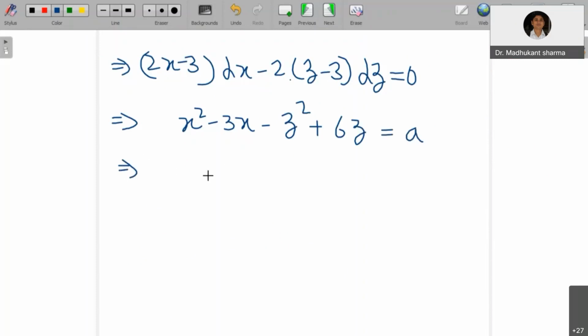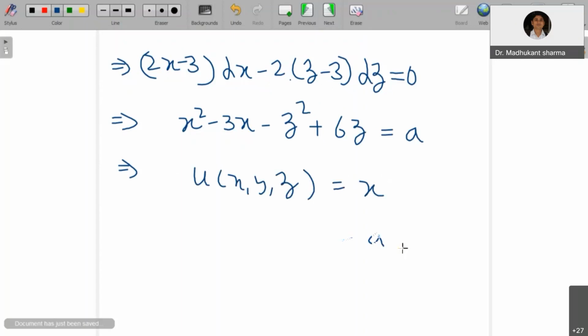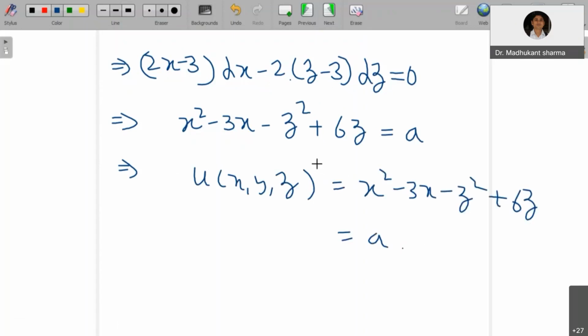So this will give you u of x comma y comma z is equal to x square minus 3x minus z square plus 6z is equal to 8. So you have got one family of solution. So can anyone suggest another family of solution now?